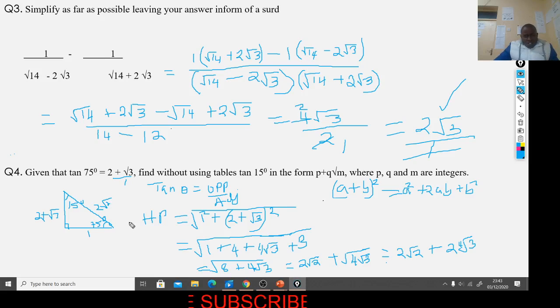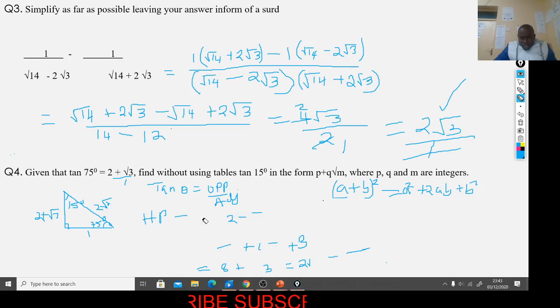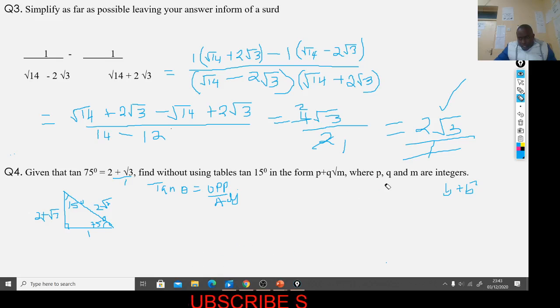But anyway, I was not interested in the hypotenuse because we are finding the tan of 15. So there was no need of going through all that, because if we ask you to find the sine or the cosine of 15, then we need the hypotenuse. But in this case, we are not asked the sine. We are talking about the tangent of 15, and we don't need to find the hypotenuse because we are complicating the idea.